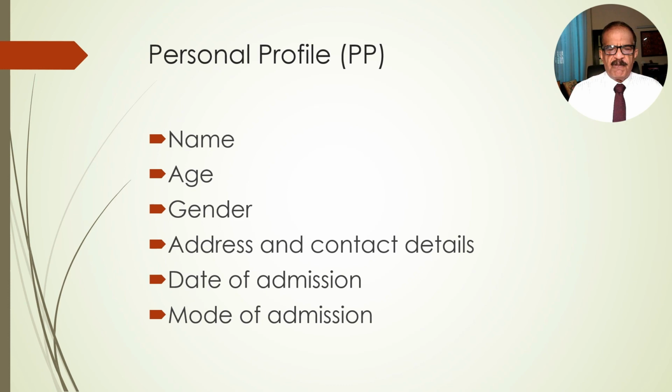Now let's take first the personal profile. First of all, most personal is name, exactly the way the patient writes, and his or her age. This is important because illnesses are always concerned with age, gender, address and contact details, date of admission and mode of admission. Whether the patient came to the OPD or as an emergency, that will give you some information.